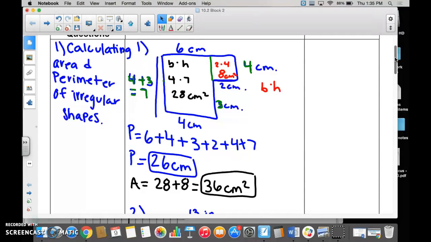You split them up. So here we had a rectangle here, and we have a rectangle here. And then we just added 28 centimeters and 8 centimeters squared together, and we got our total of 36 centimeters squared. Perimeter, you really just add all the way around, right? So pretty simple.